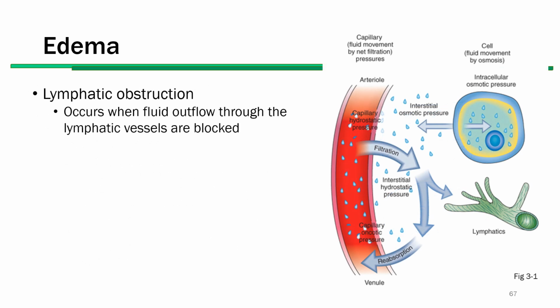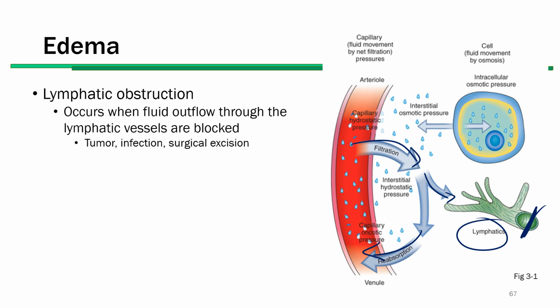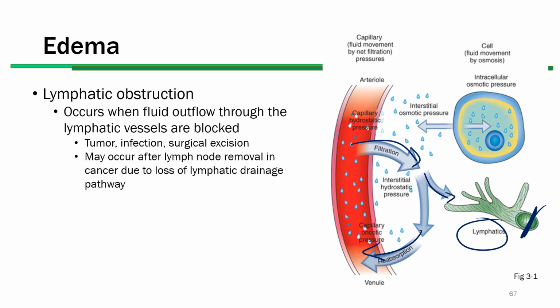Lymphatic obstruction. We have this process of filtration, that's normally reabsorbed, and some of it goes to the lymph. But if these lymph vessels are blocked, then that can't be pulled back into the lymph. So maybe there's a tumor, maybe there's an infection blocking them, or maybe there was an excision. They took some of the lymph nodes out for a biopsy, and now there's no way for it to drain. So after the lymph nodes have been removed in cancer, it can't drain correctly.